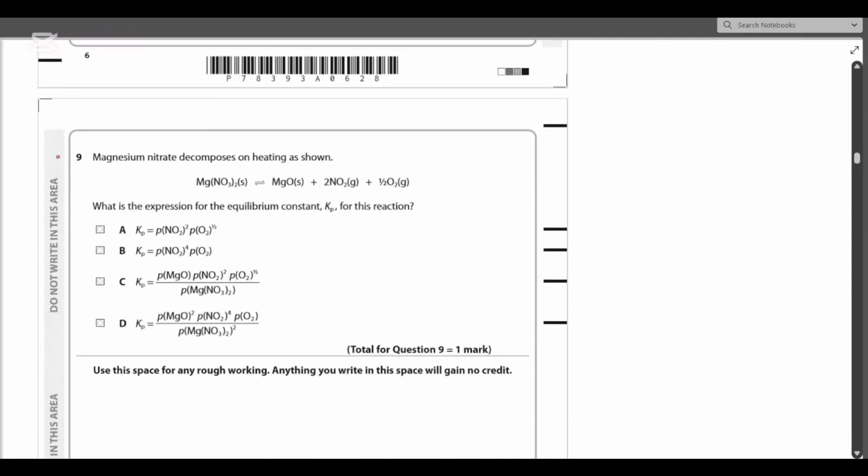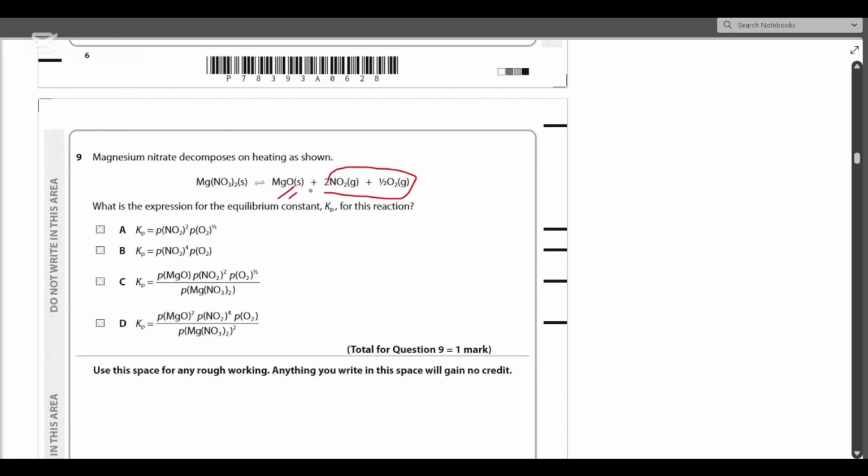The next one, they said magnesium nitrate decomposes on heating as shown. We can see very clearly. Now this said, what is the expression for the equilibrium constant Kp for this reaction? Now in order to solve this we have to check out what is present in the product side. Normally the partial pressure is found for gases, so we can omit the solid product right here. So the only two options are this one, and we also need to check out how many moles of NO2 and how many moles of O2 are present.